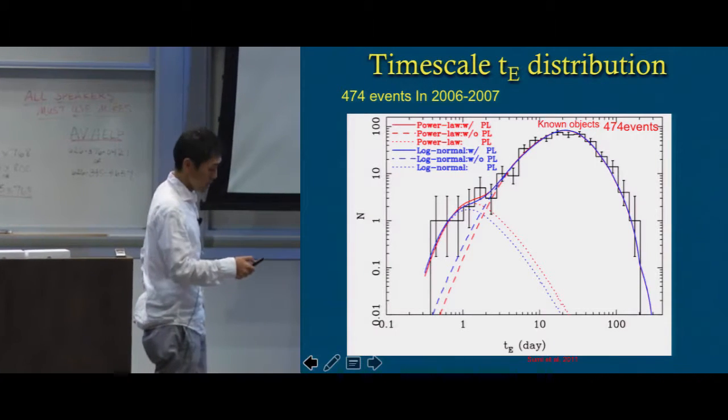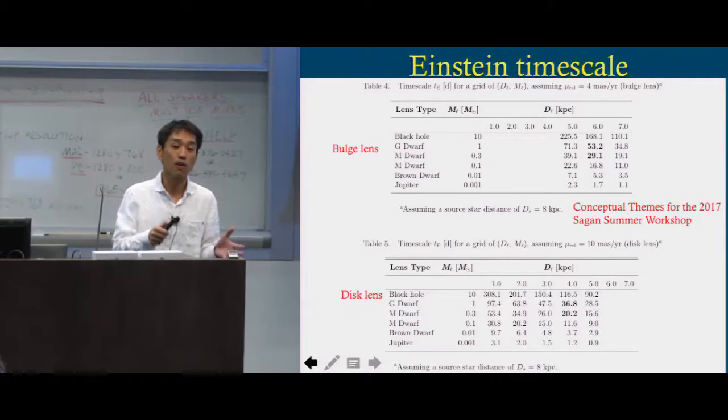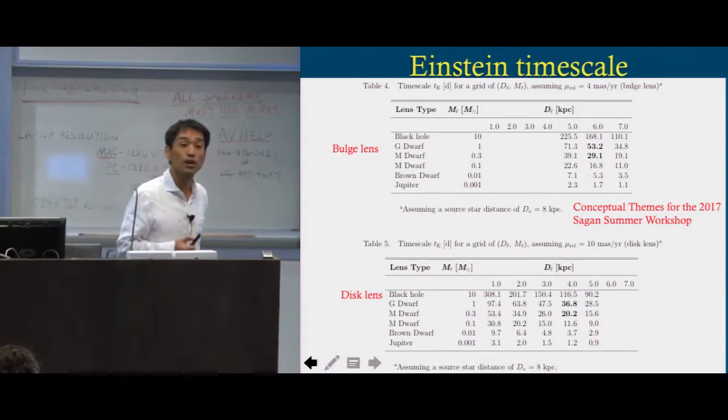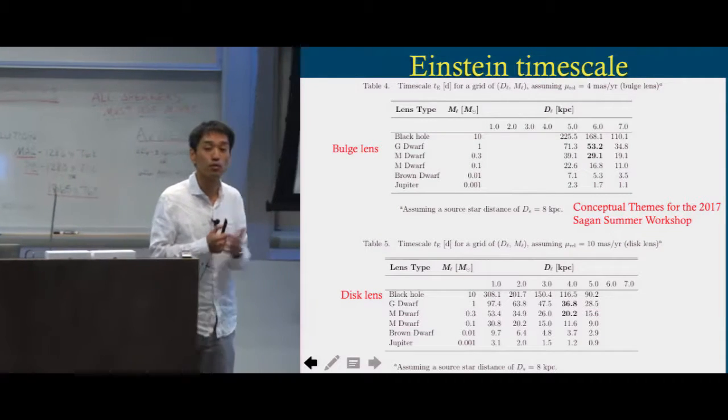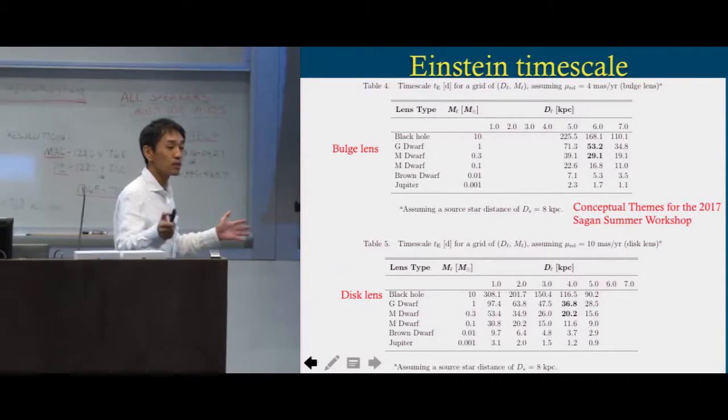So these kinds of short events are very likely Jupiter mass objects. But as I said, all the physical parameters are degenerate in the timescale. So we cannot say this is really a planetary mass object from a single individual event. So we have to do some statistics by using the timescale distribution.